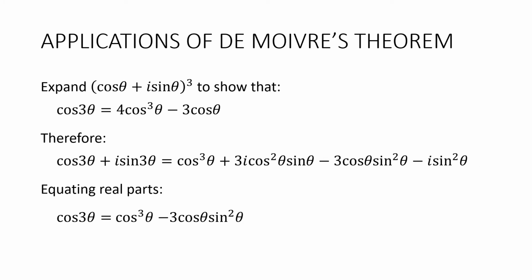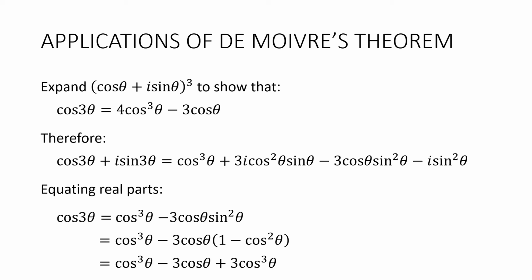And there it is. It's slightly different, isn't it? We don't want this sine squared theta. But I happen to know that sine squared theta is equal to 1 minus cos squared theta. So let's substitute that instead. And expanding these brackets, I get cos cubed theta minus 3 cos theta plus 3 cos cubed theta, which is 4 cos cubed theta minus 3 cos theta.